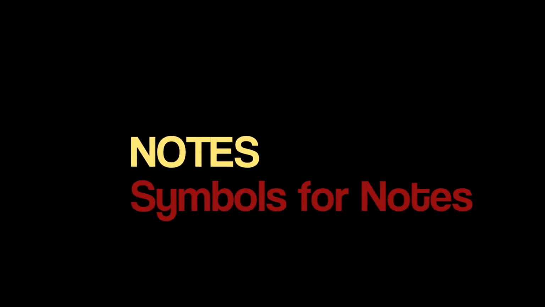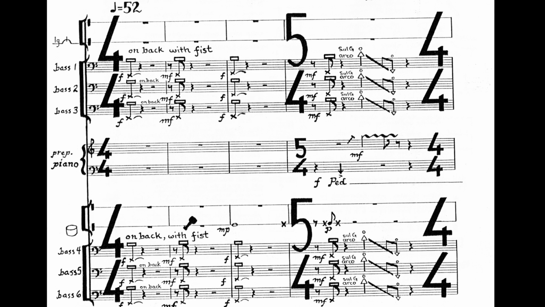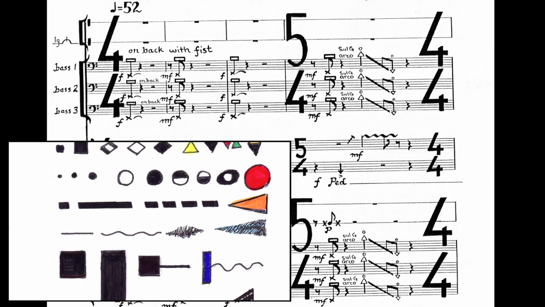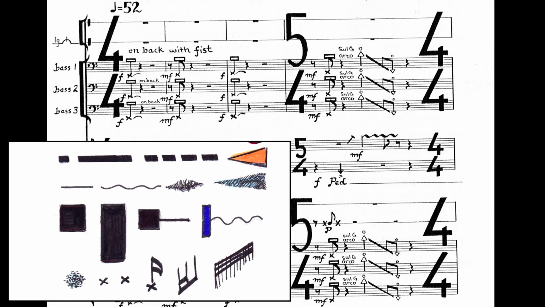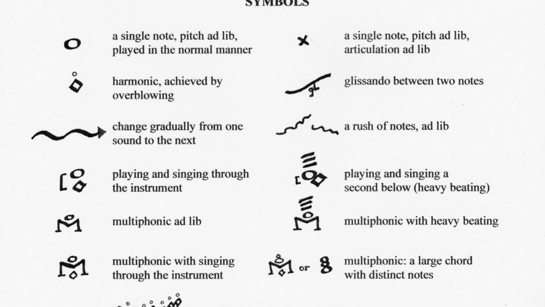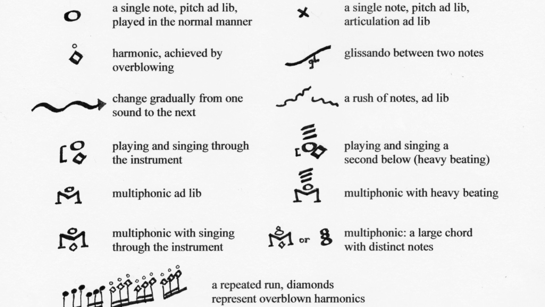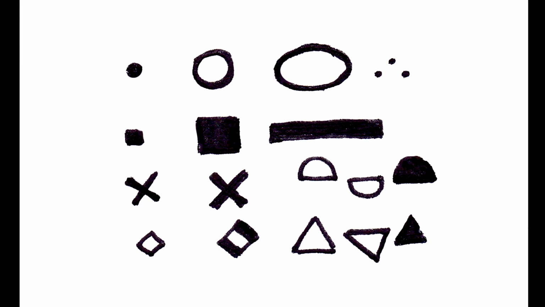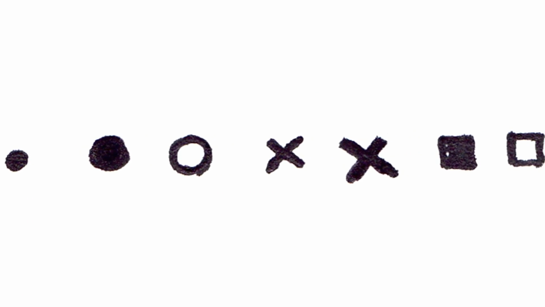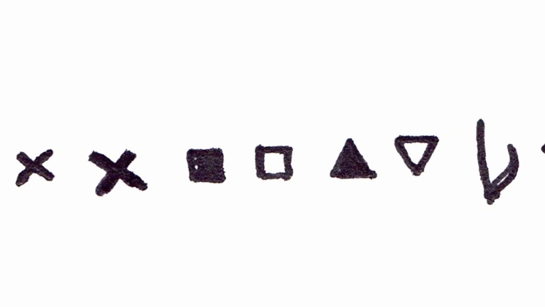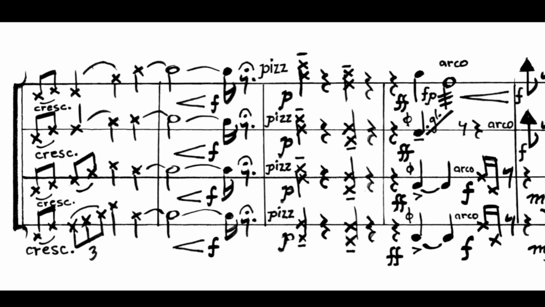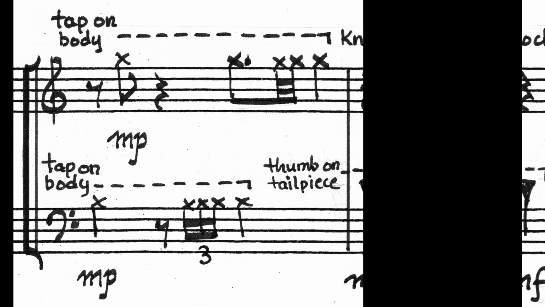Notes. Individual notes are represented by a variety of symbols and shapes, and as long as you have a detailed legend explaining the symbols you are using, you can use anything you want. However, notes are frequently represented by simple shapes like dots and circles, squares and rectangles, and X's. In standard notation, individual notes can be written with an X for a note head if the sound is not a tone, but a noise sound, like tapping on the body of a violin.